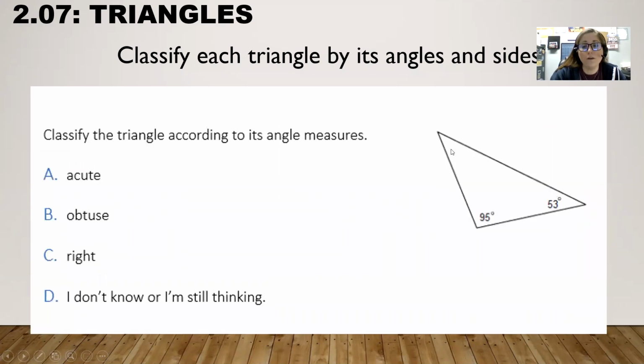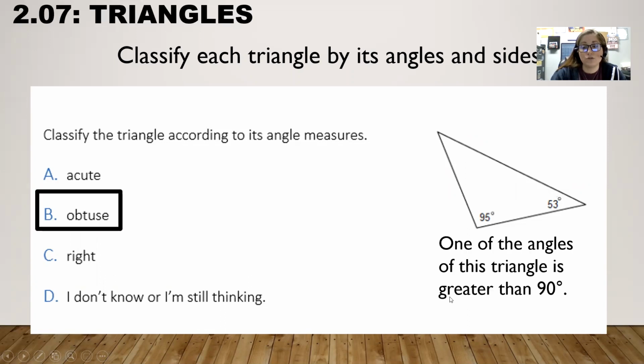In this question, we've got two angles that are labeled as 95 degrees and 53 degrees. Even though this last one's not labeled, we can look at this 95-degree angle and we can say this is greater than 90 degrees, which means we have one obtuse angle, which means that this triangle is going to be an obtuse triangle. One angle, only one, has to be greater than 90 degrees for it to be an obtuse triangle. All right.